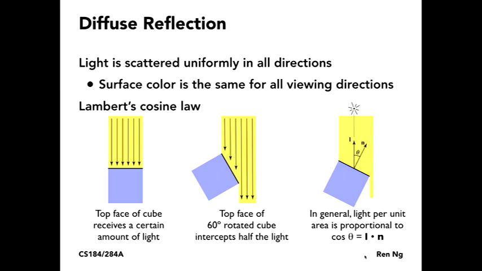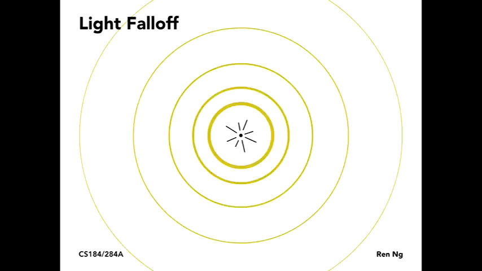That is not physics, again. That is a modeling component based on the perceptual observations that we made before, and how we're trying to dissect the different parts of this reflection. Okay? All right. The second thing is light falloff.